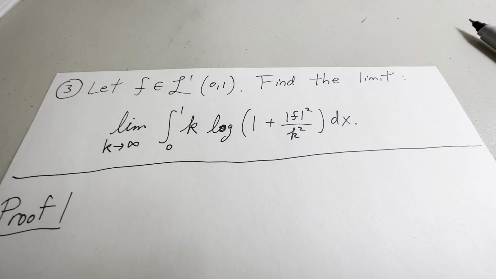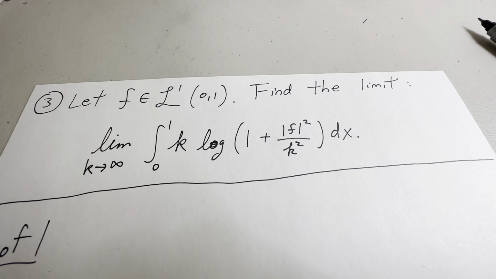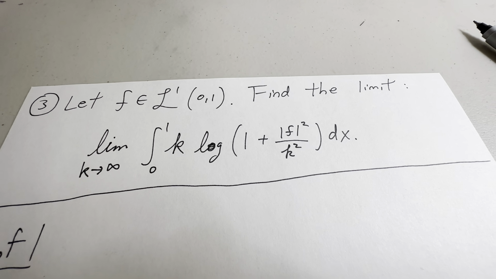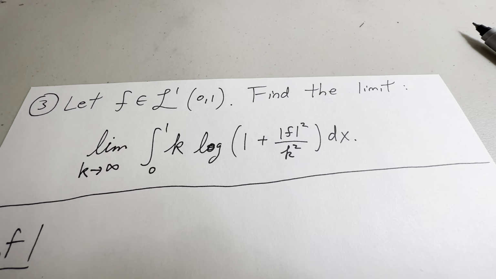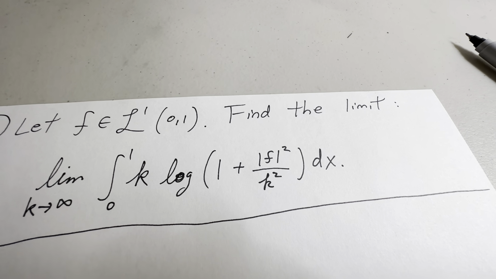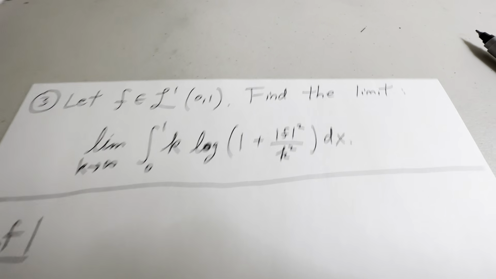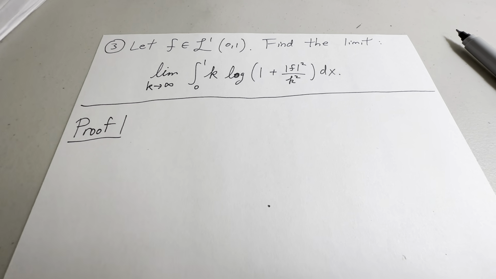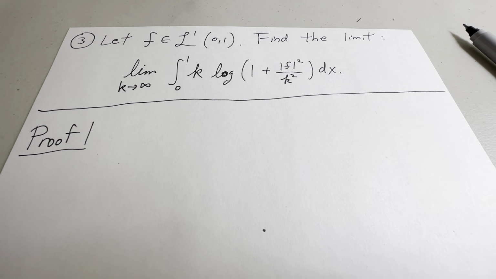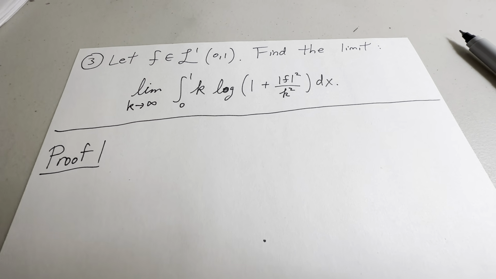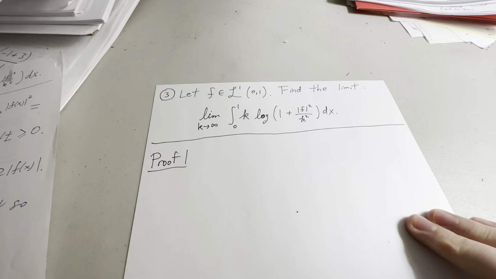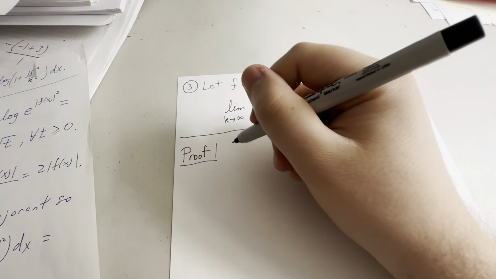So we want to take the limit of the integral from 0 to 1 of k times log of 1 plus absolute value f squared over k squared dx. So this is probably the hardest one of the three, but it's still not that bad. As long as you identify the trick that's involved and notice some things, then it's fairly straightforward. So what do we know?